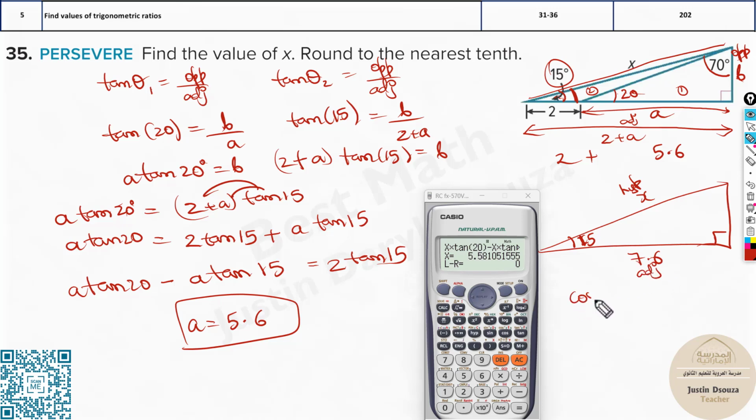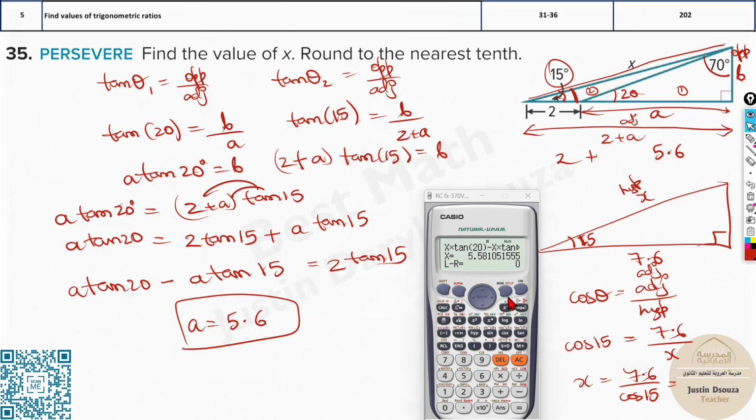Let us use cos theta. Cos theta is adjacent by hypotenuse, and now substitute the values. Cos 15 degrees will be equal to 7.6 divided by hypotenuse, which is x. So I'll take x to the other side. It will be 7.6 divided by cos 15 degrees, and whatever we get will be the answer.